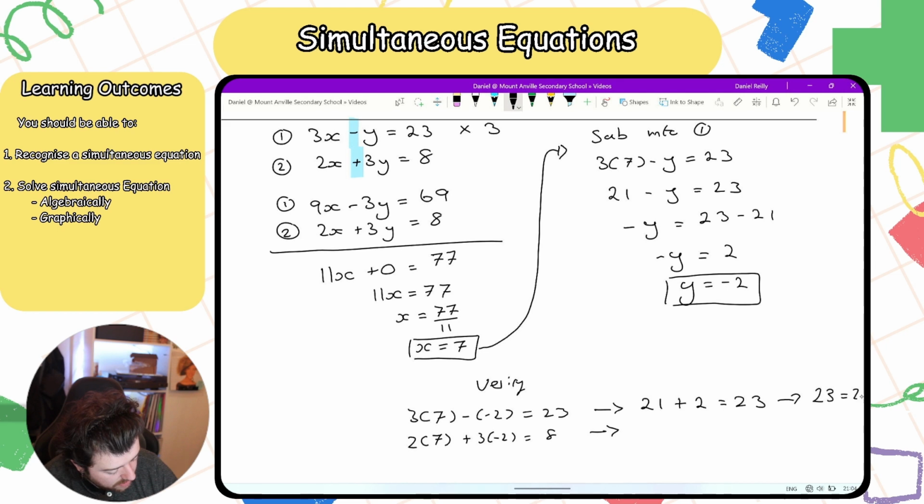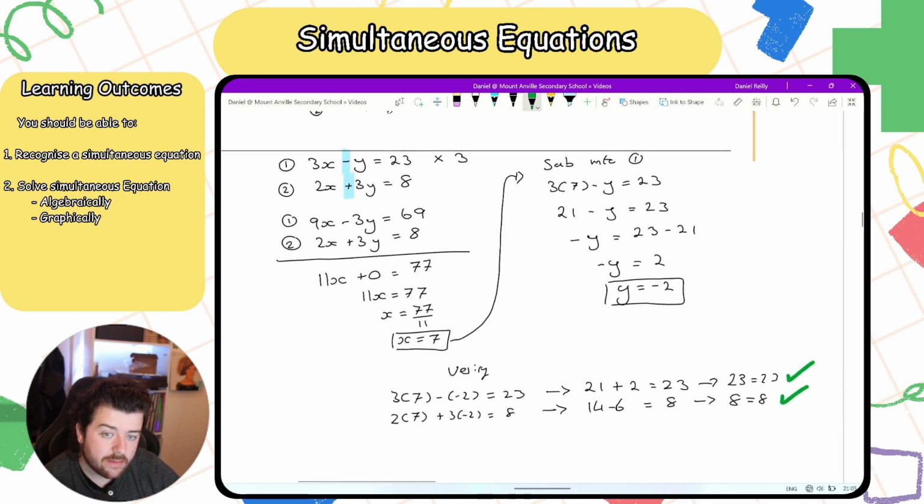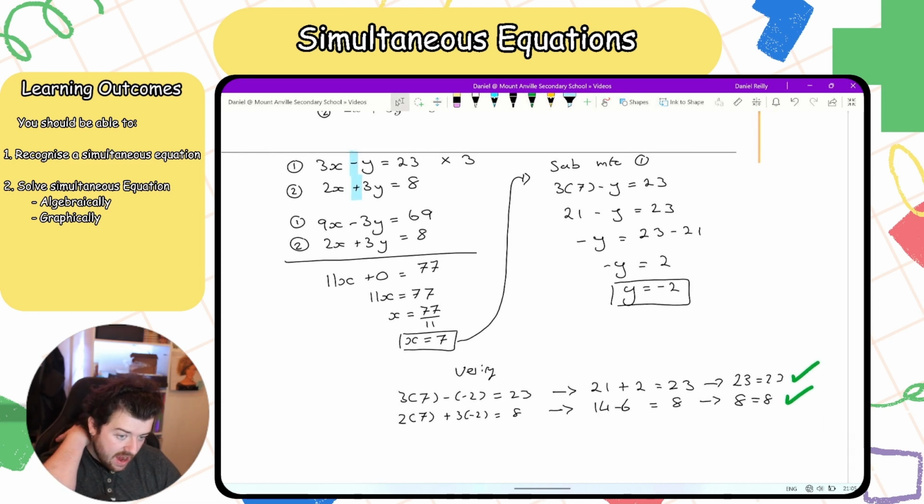23 is equal to 23. So therefore it is valid. Right? 2 times 7 is 14. 3 times minus 2 is minus 6. 14 minus 6 is equal to 8. 8 is equal to 8. Therefore it is valid. Tick. So my solution is valid there.